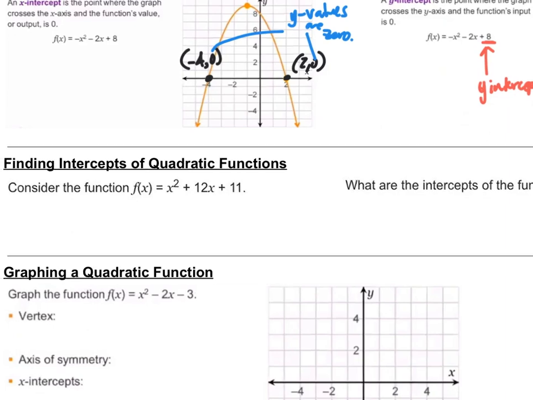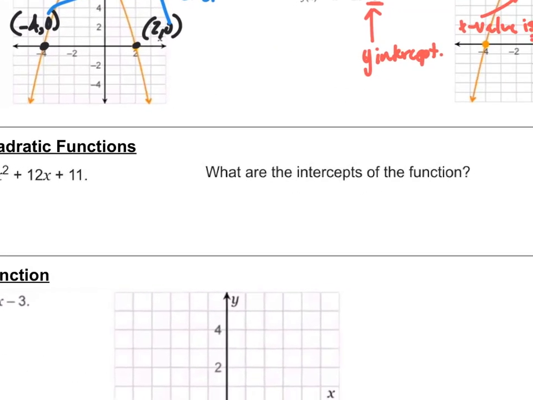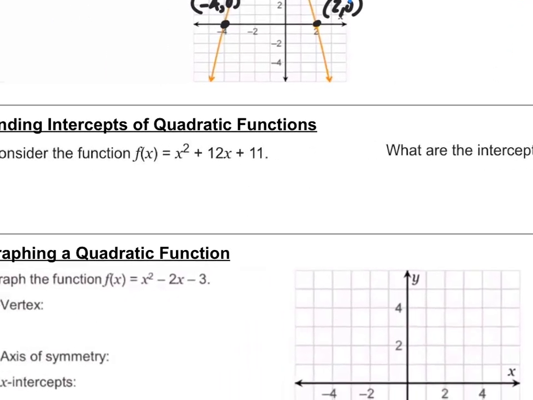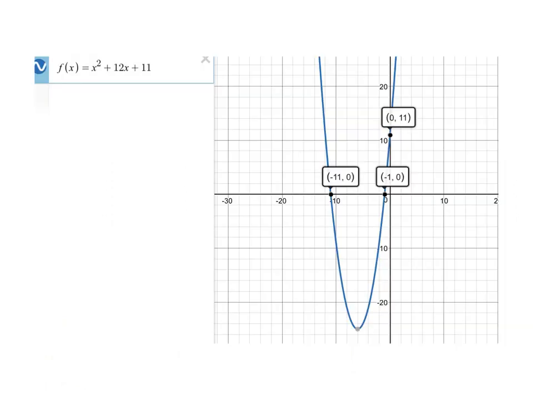Now, it says, consider the function x squared plus 12x plus 11. What are the intercepts of the function? So what I'm going to do is go into Desmos, graph that, and we're going to figure it out. Be right back. All right, so what I've done on this one is graph this, and I've located the x-intercepts and the y-intercept. The y-intercept you can just tell because of this number here. That's always going to be your y-intercept. The y-intercept is your c value.